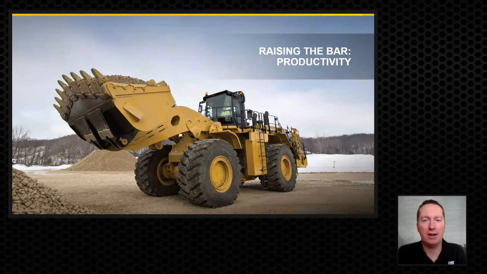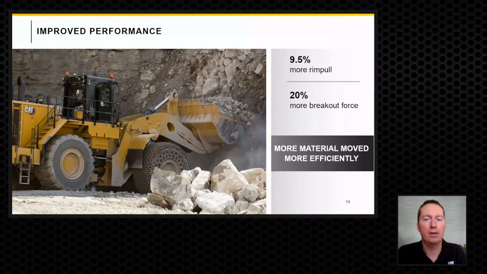The first thing I'll talk about is productivity, what we've done to increase the production capability of the 992. So first of all, increase in rim pull and breakout force combined with an optimized Z-bar linkage means faster dig times, even with a larger bucket and a higher payload.